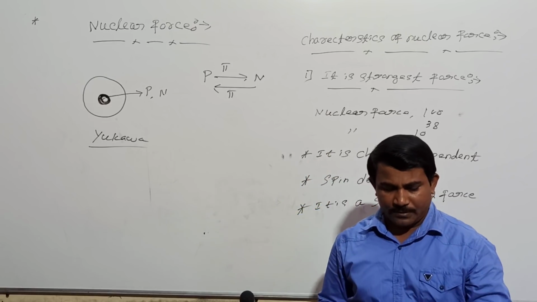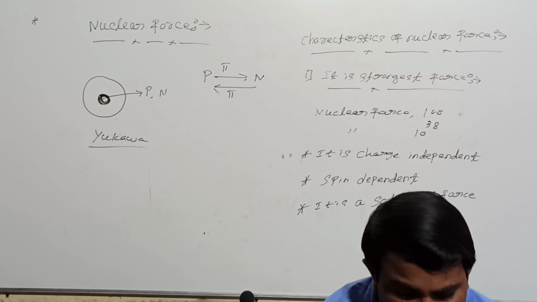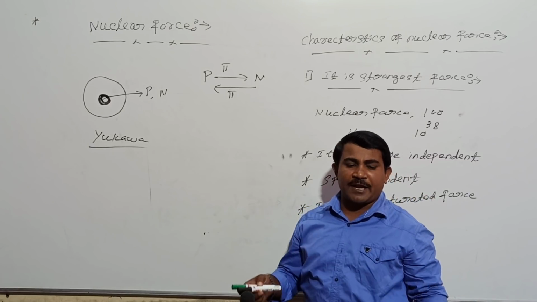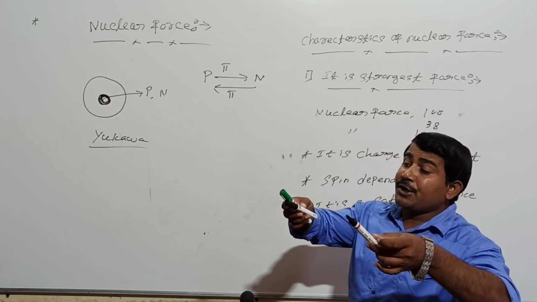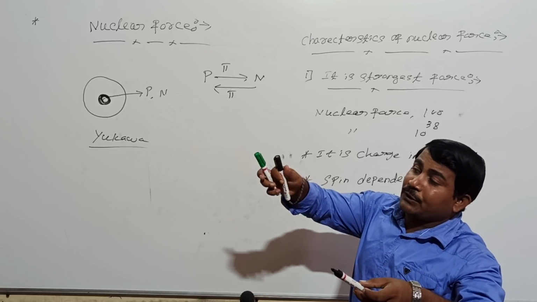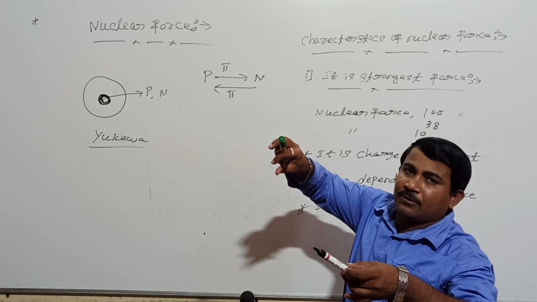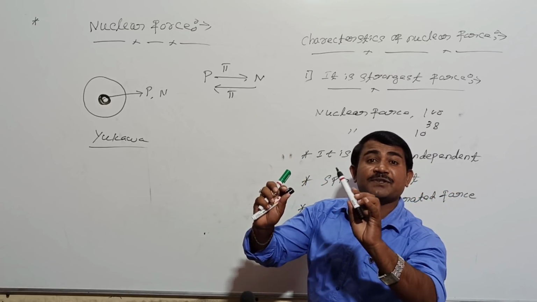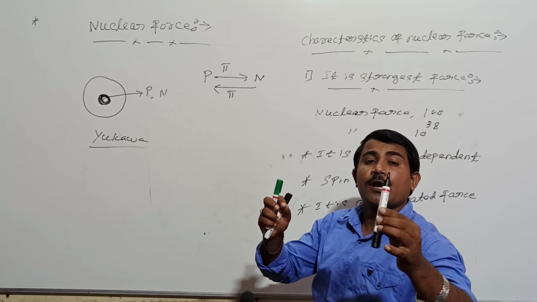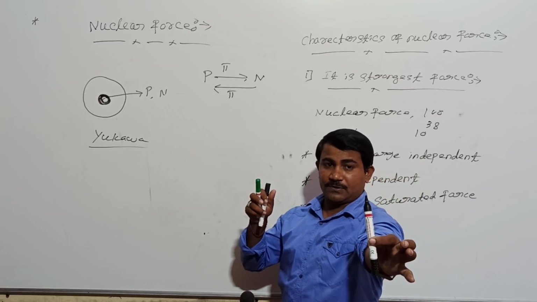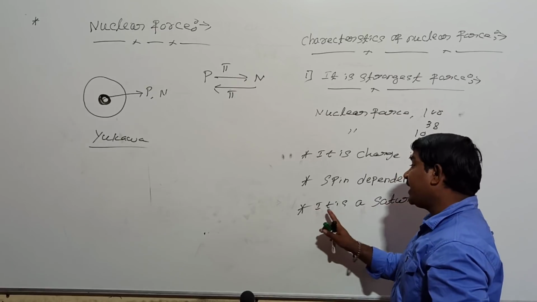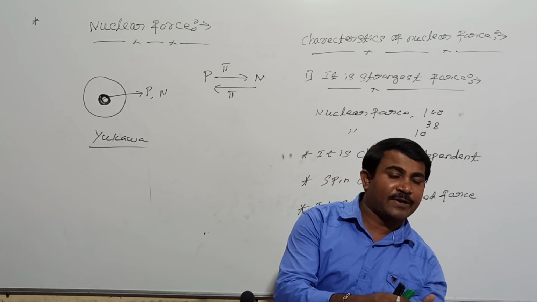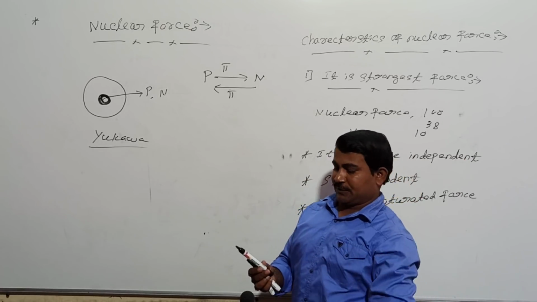For example, I will take a few nucleons here. See here, these two nucleons, and this is one nucleon. The nuclear force can be adjusted only to the nearest neighboring nucleon, but not to this nucleon. I mean, the nuclear force is restricted only to the nearest neighbor, not to the far nucleon. That's why the nuclear force is saturated. Saturated means the nuclear force acts only on the nearest neighbor, not on far nucleons.